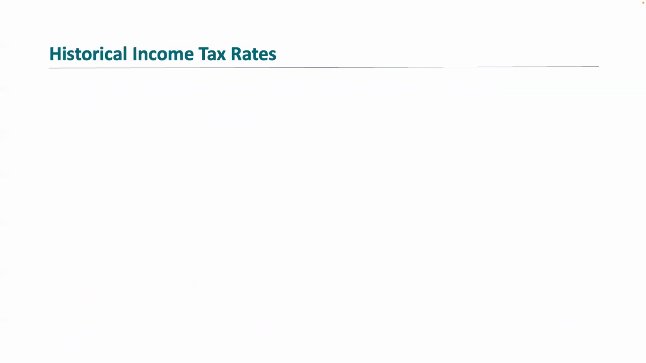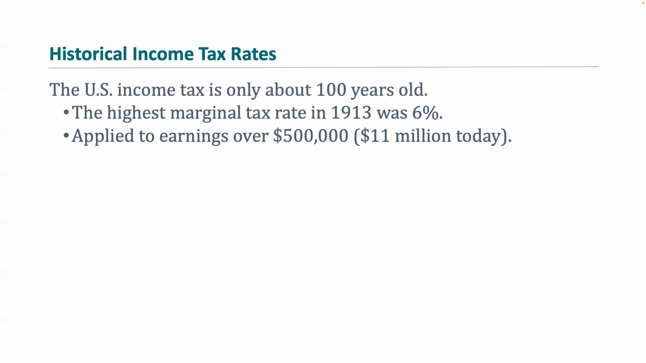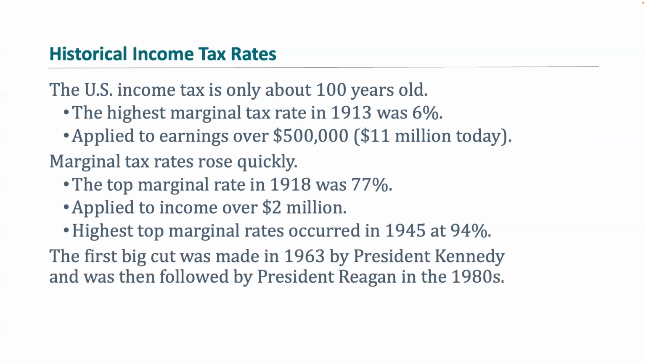So taking a look at some historical income tax rates, US income tax is only about 100 years old, and the highest marginal tax rate in 1913 was about 6%. This was applied to earnings that were over $500,000, which technically would be worth about $11 million today. Marginal tax rates were going up pretty quickly, and the top marginal rate in 1918 was 77%, which applied to anyone that made income over $2 million. The highest top marginal rate occurred in 1945 at 94%. The first big cut was made in 1963 by President Kennedy and was then followed by President Reagan in the 1980s.